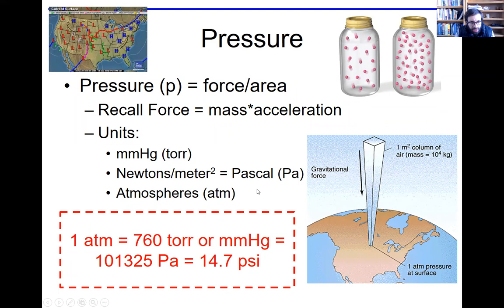There's a lot of different units that people use for pressure. For force divided by area, the simplest one is the Pascal, because fundamentally, the SI unit of force is the Newton.